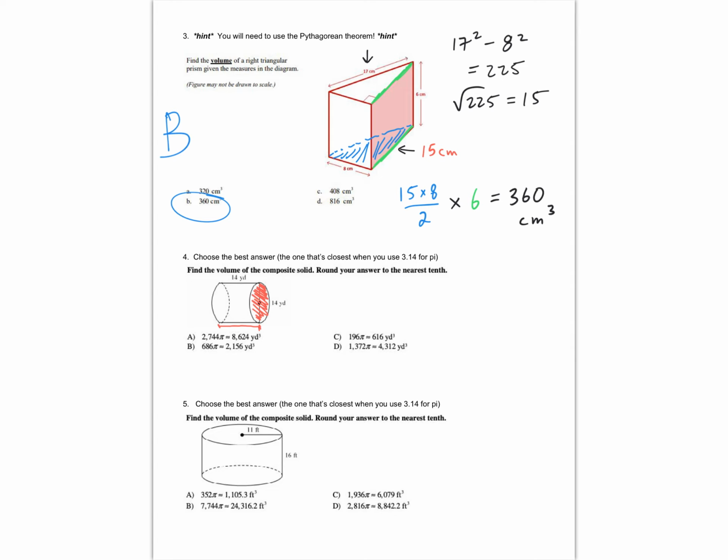But first we're going to find the area of the circle. So area of a circle is pi times r times r. So 3.14 times the radius, which is 7. They gave us the diameter all the way across. We only want half, so 7 and 7. And then we're going to times that by 14, which is this one.